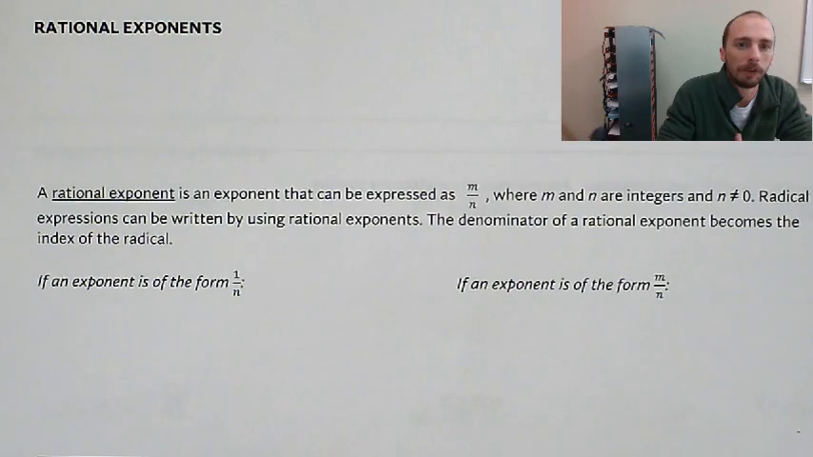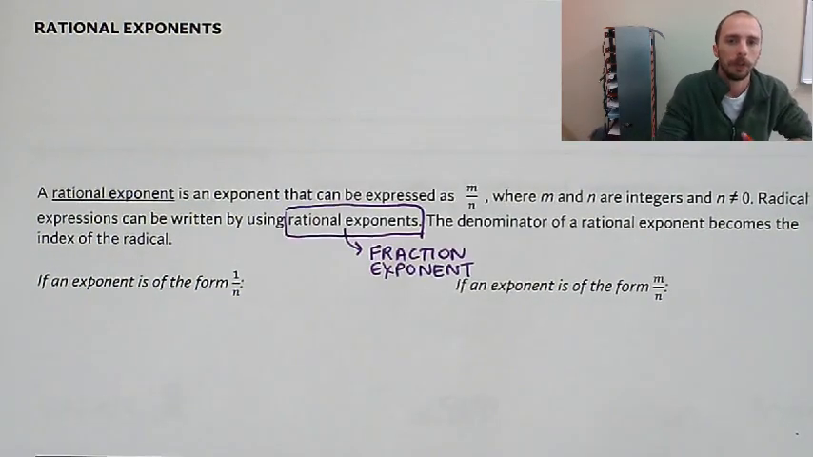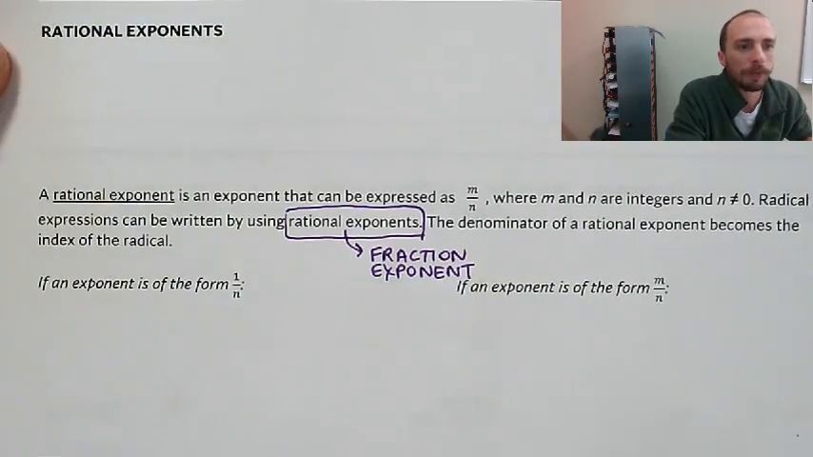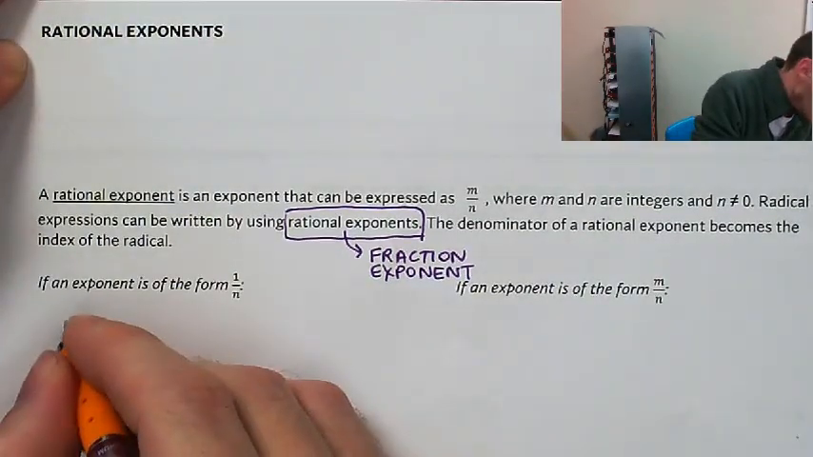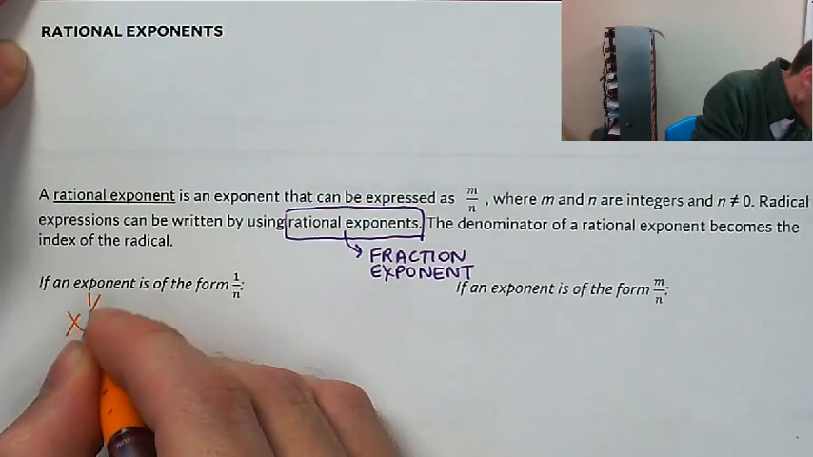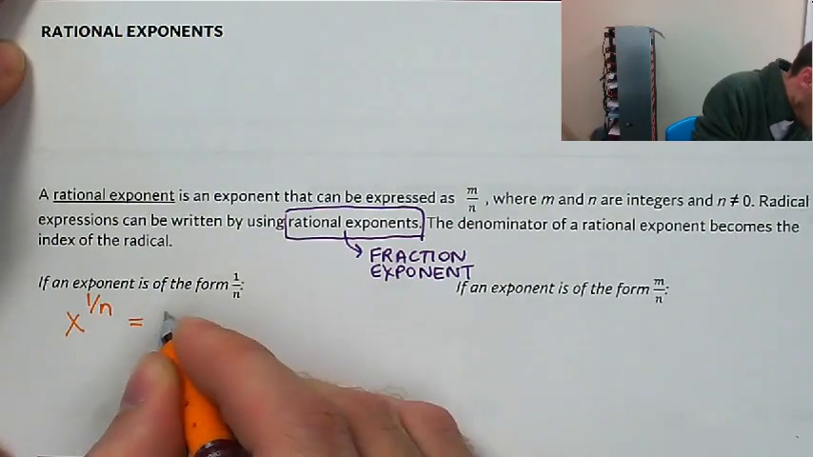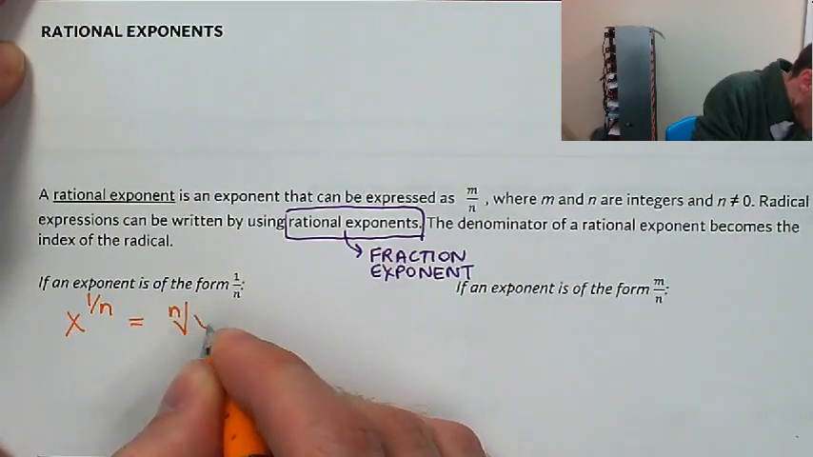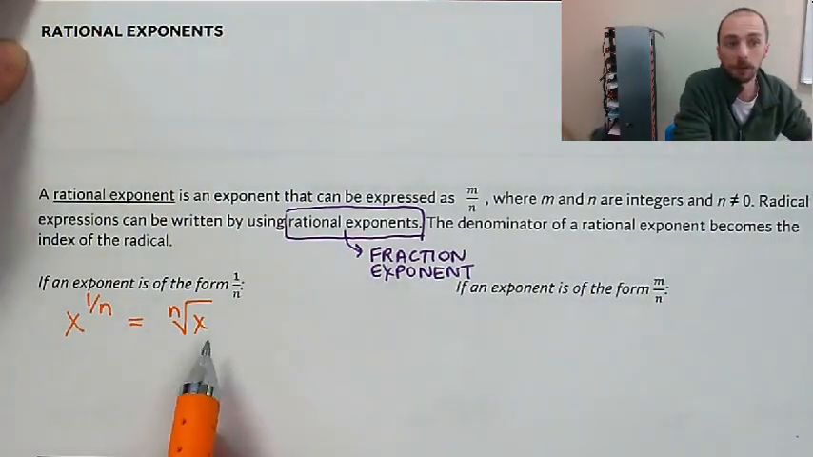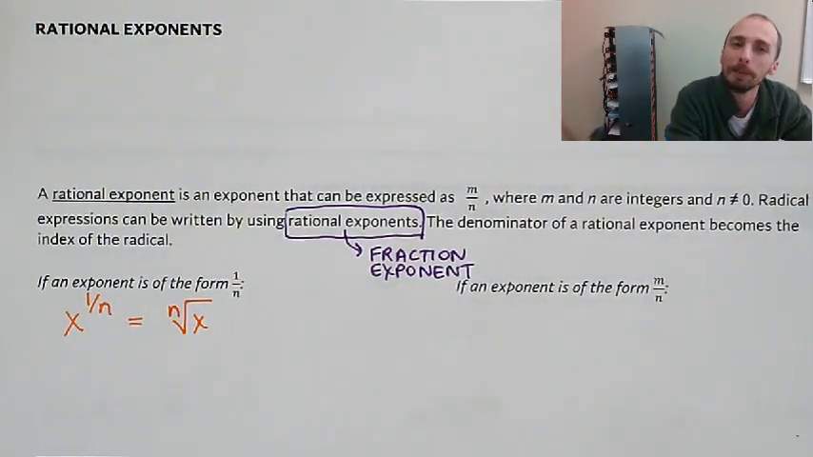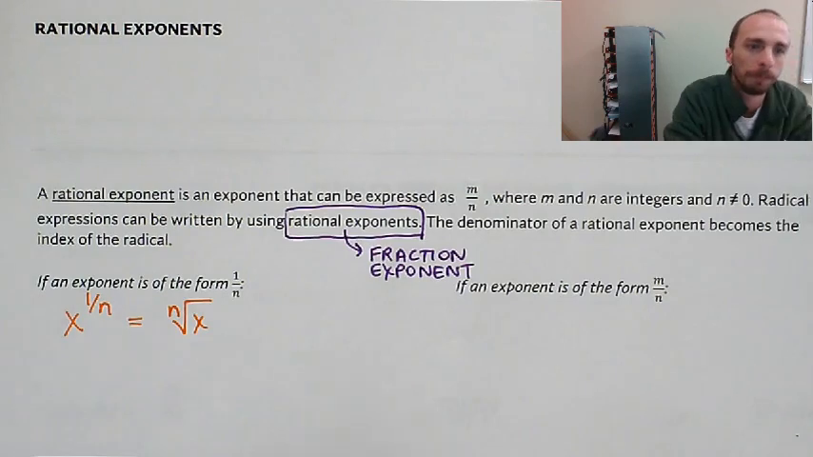The denominator of the rational exponent becomes the index of the radical. That's really important. If an exponent is of the form 1 over n, so you've got some number taken to the 1 over n power, we're just going to write that as the nth root of x. Hopefully if it's a number, we'll be able to figure it out, or at least simplify it and put it in simplified radical form.